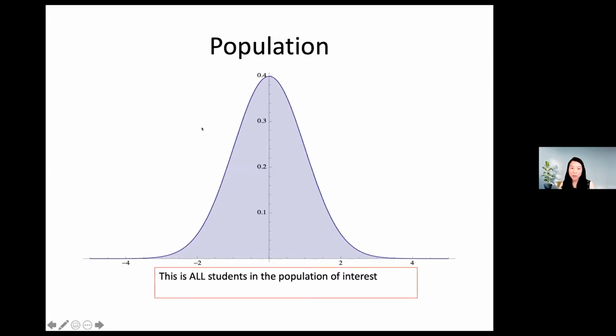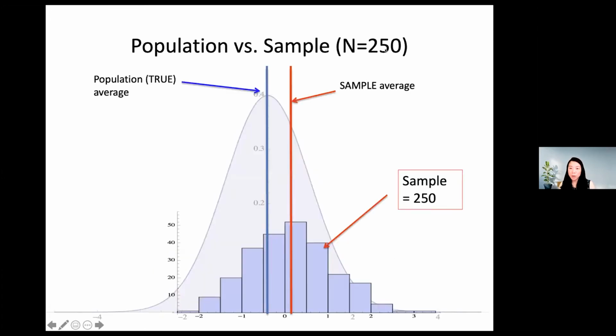visualization for you. Imagine this is the population, right? This is the distribution of the population. This is all the students in the population of interest. Let's say this is their test score. And of course, usually the population distribution will follow a normal distribution, this nicely bell-shaped. When we select 250 students as our sample, the 250 students' test score distribution will look like this. It's wider, right? Because the sample size is a little bit small.